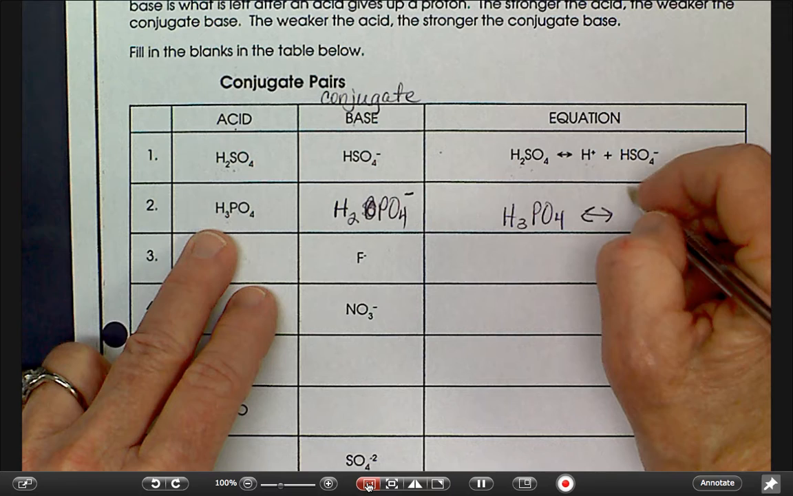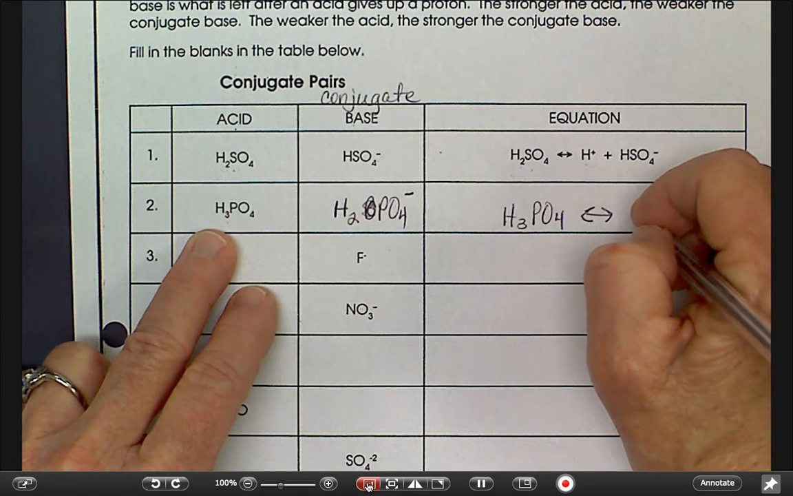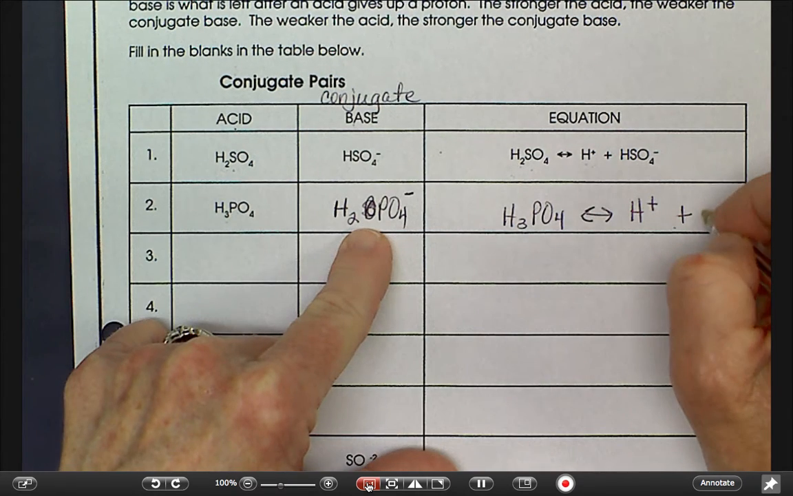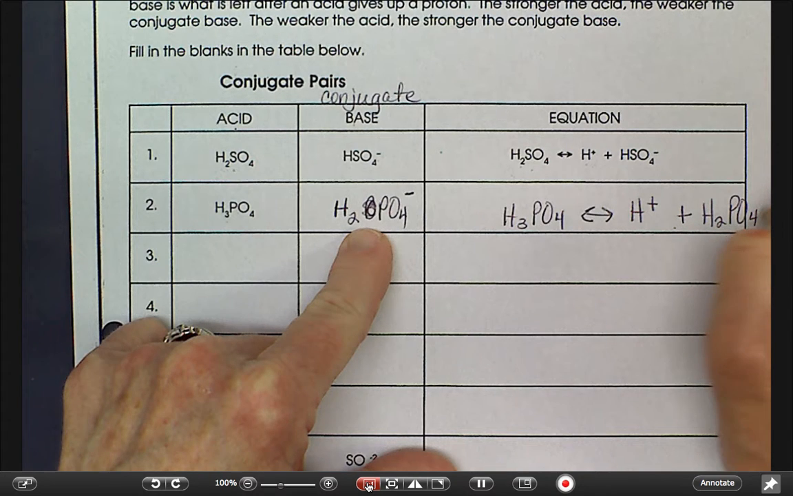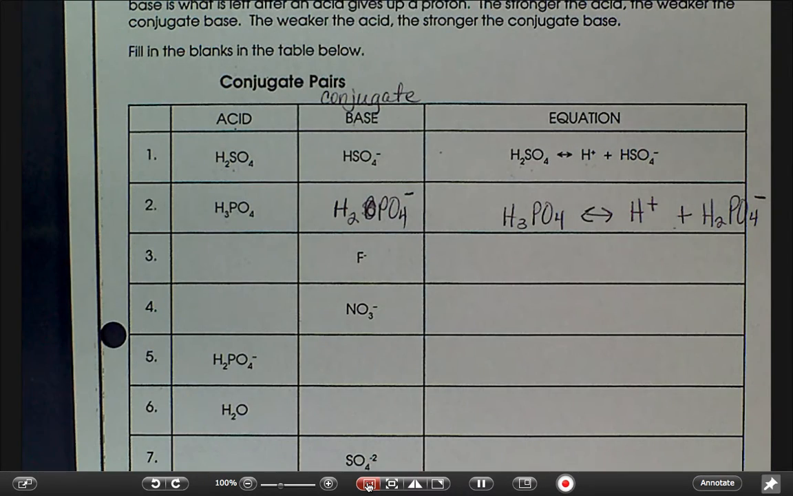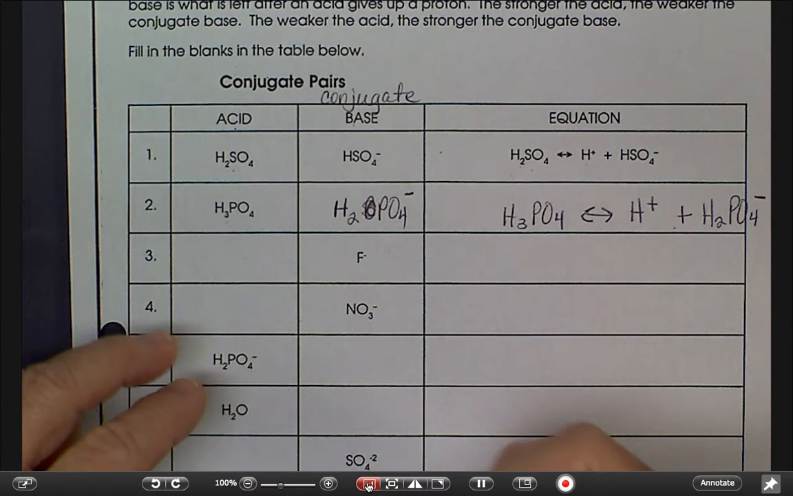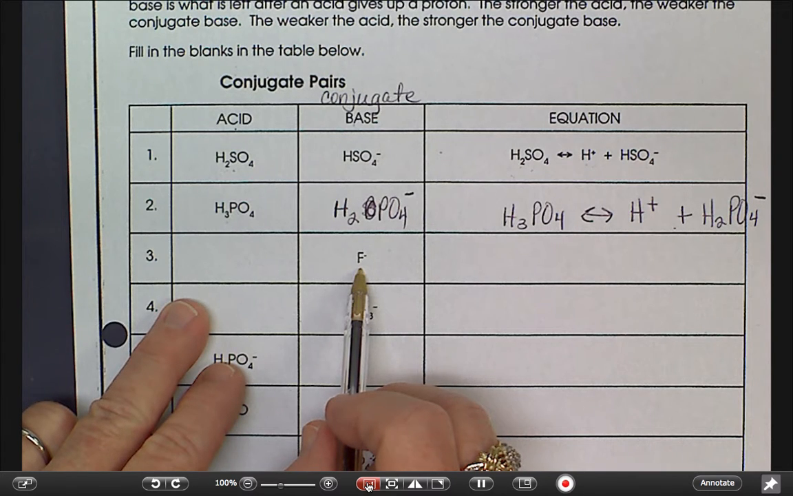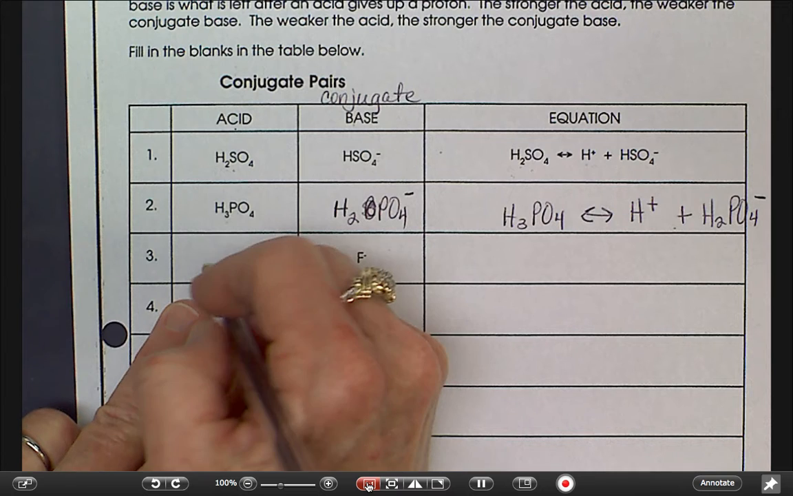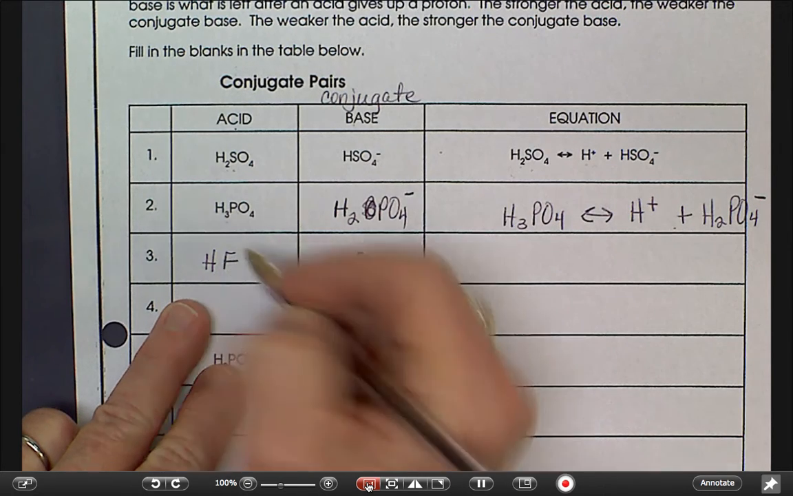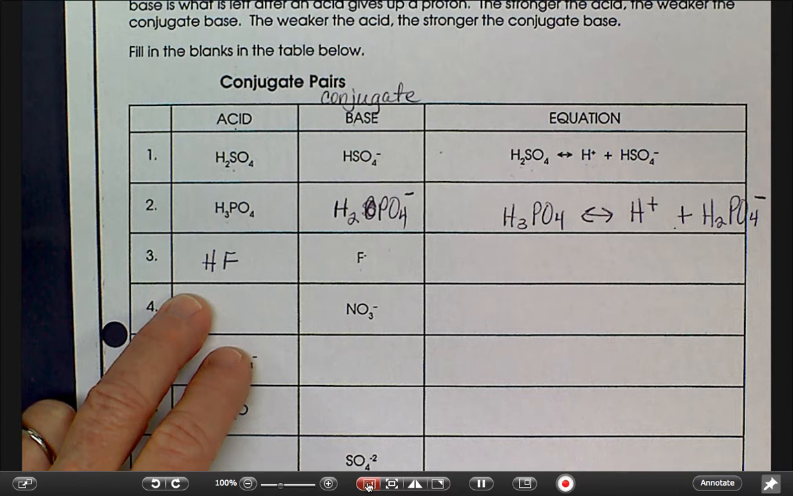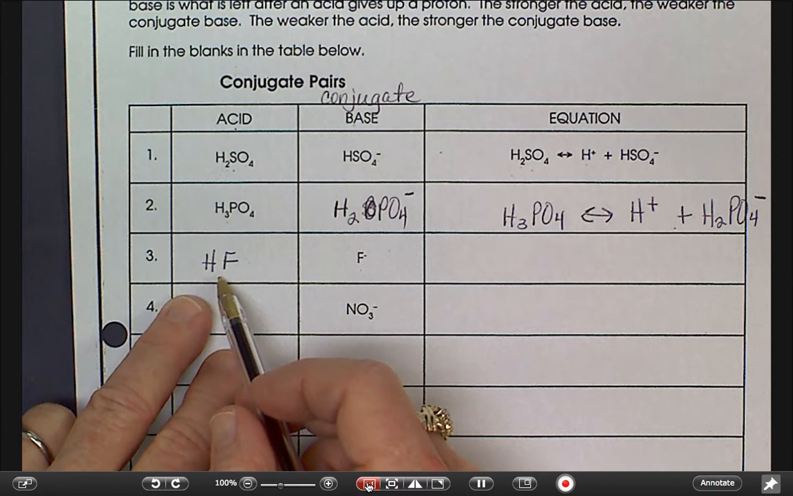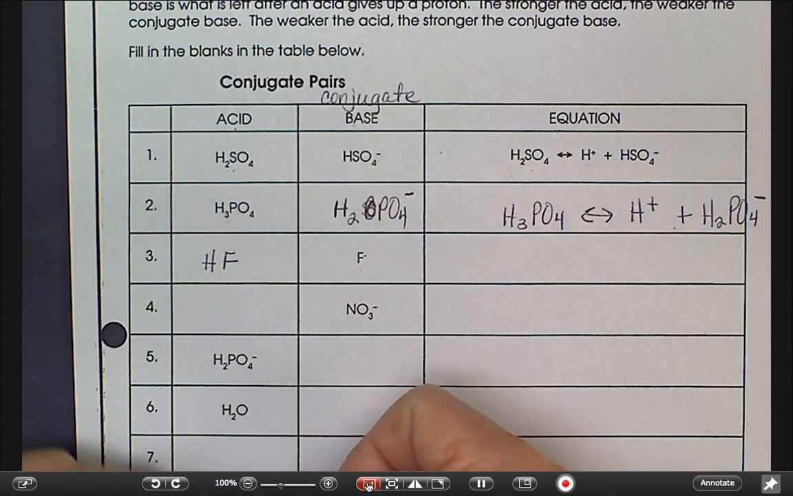What goes on this side? What did it lose? H plus, plus H2PO4 minus. Yes? All right. Now, here is your conjugate base. So what do you have to put back on it? H. And when you do, it makes a neutral what? Compound. That's what I said. These are ions. These are compounds. Neutral. Unless you get down here.